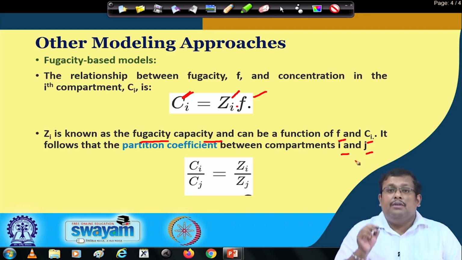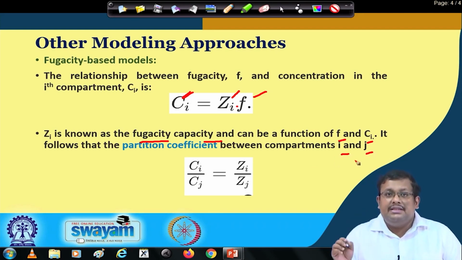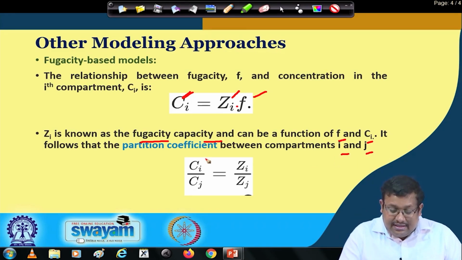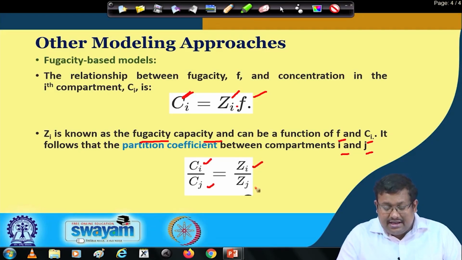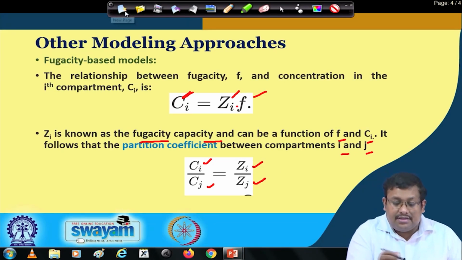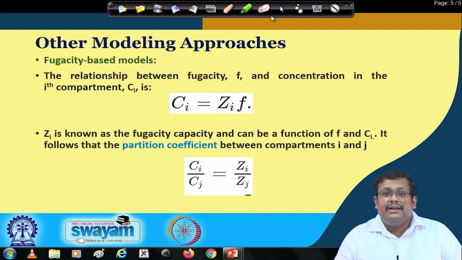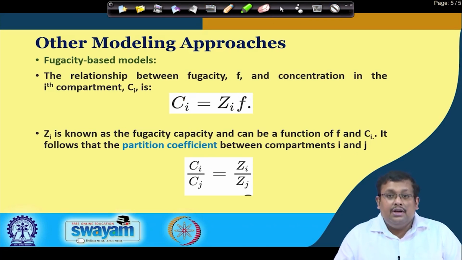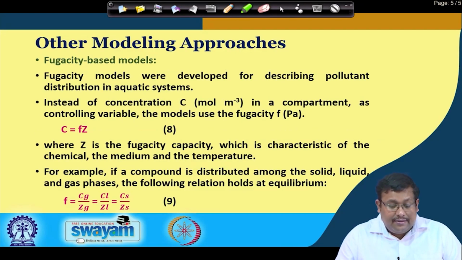Now, it follows the partition coefficient between the compartments i and j. So, if there are 2 compartments i and j, then we can deduce this relationship, that is Ci by Cj equal to Zi by Zj. So, this is basically following the partition coefficient between the 2 compartments. This is the general mathematical representation of the fugacity when 2 compartments with different fugacity of chemicals are attached or in contact.